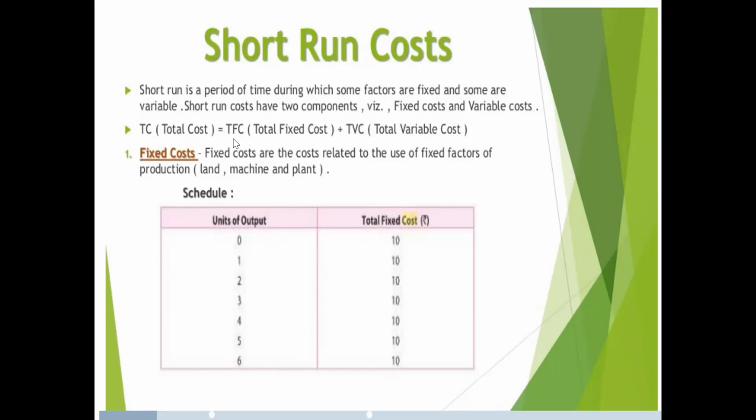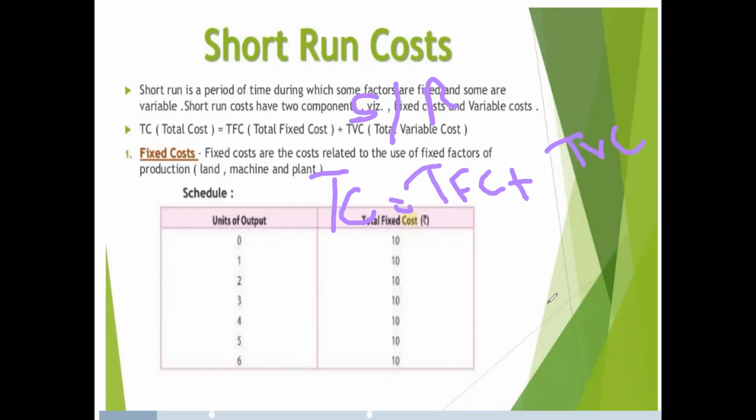TFC, total fixed cost. TVC means total variable cost. So how can we derive the total cost? If we consider the short run, the total cost is the sum value of the total fixed cost and the total variable cost.